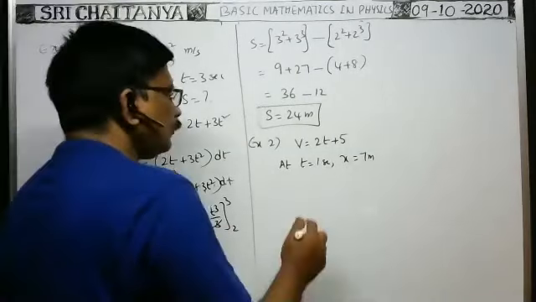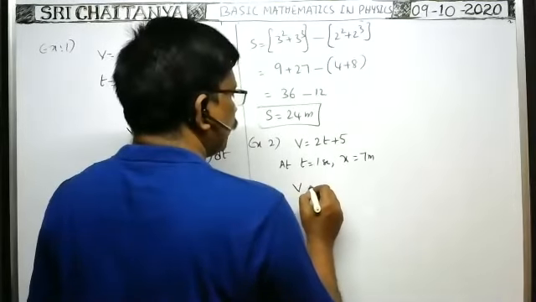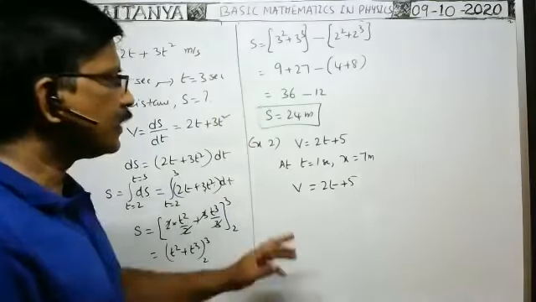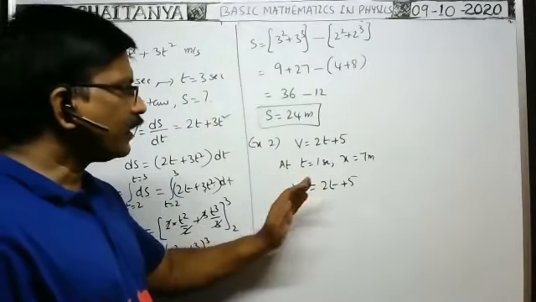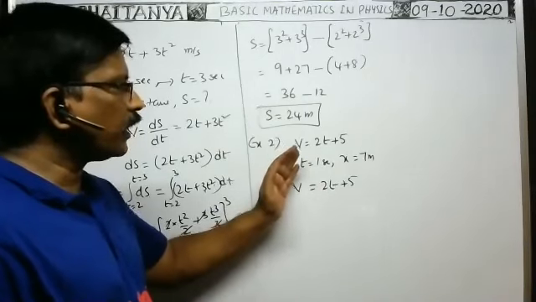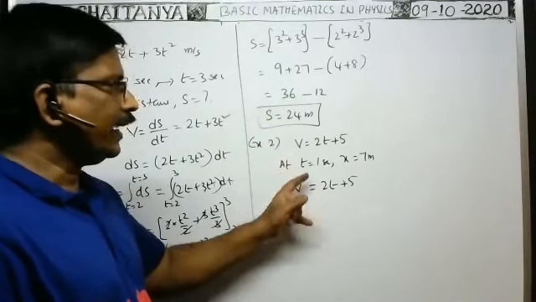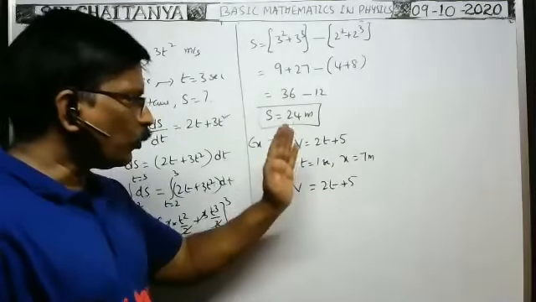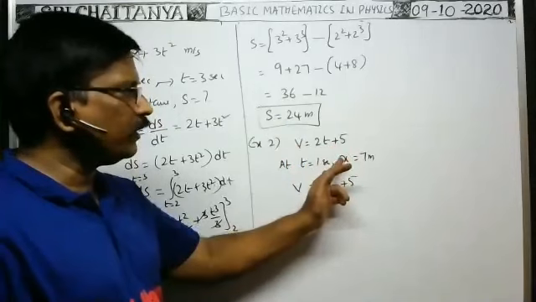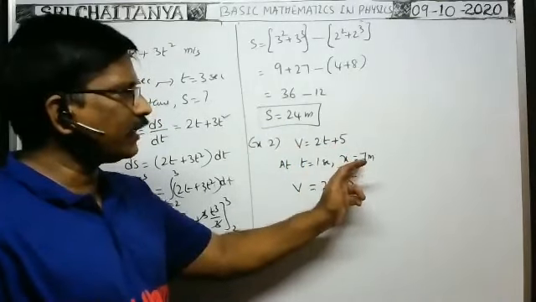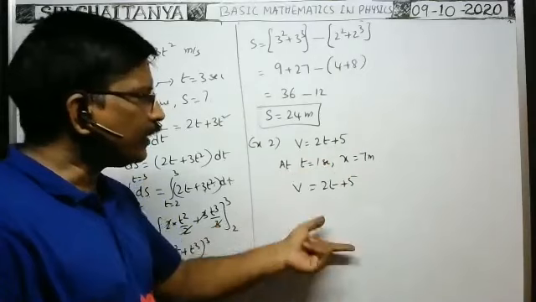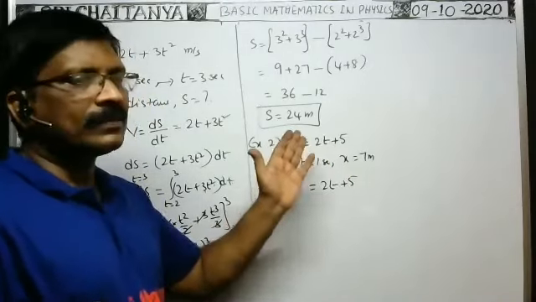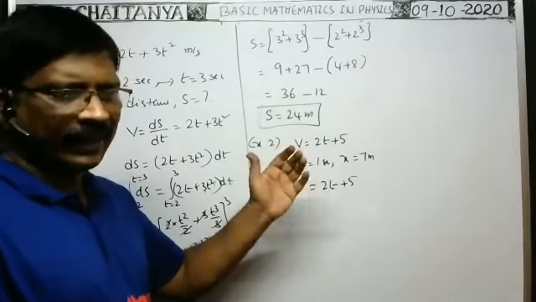You see, velocity v is equal to 2t plus 5 is given. It is the velocity at any instant of time t. But here they asked what is the instantaneous position of the particle at any time t. At time 1 second, the position of the body from the origin is at a distance 7 meter. At any time t in general, what is the distance of the body from the origin? That is called the instantaneous position of the particle at any time t.